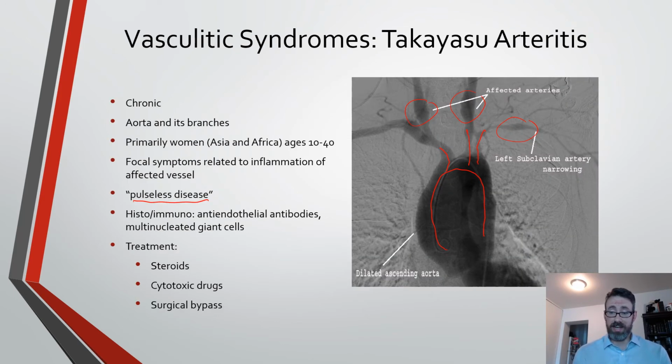So the first of the vasculitic syndromes I want to talk about is Takayasu arteritis. This is a chronic condition. It typically affects the larger arteries like the aorta and its branches. It primarily affects Asian and African women between the ages of 10 and 40, and they have focal symptoms that are related to the affected vessels.